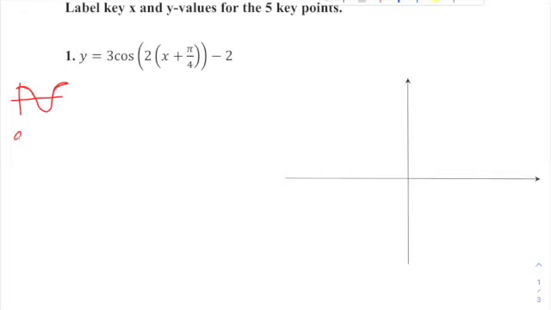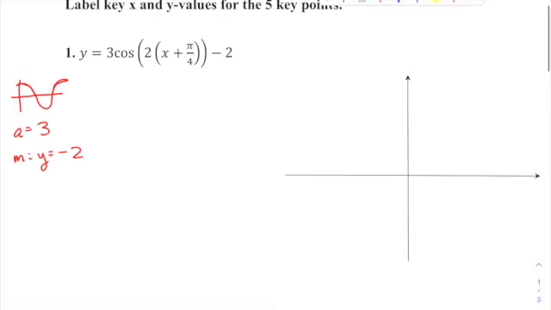Our amplitude is usually pretty easy. That's 3. Our midline, that's our vertical translation, is y equals -2. That's that constant that's added to the end there, or subtracted in this case. The period, these are all the same rules we've used before: the period is 2 pi divided by whatever is being multiplied to x.